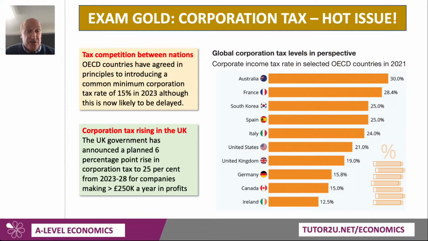The big news for the UK, which you definitely need to know for the exam, is that the UK government has already announced a 6 percentage point rise from 19 to 25%, spread over 5 years, for corporation tax paid by large companies that make more than £250,000 a year in profit. That's quite an important change in the corporate tax system. It's going to take the UK up to corporate tax levels equivalent to South Korea and Spain. Keep those thoughts in mind ahead of your exam on Monday, quite important.